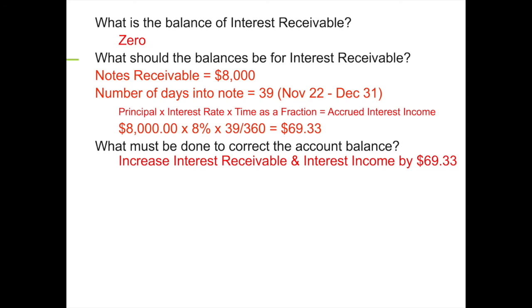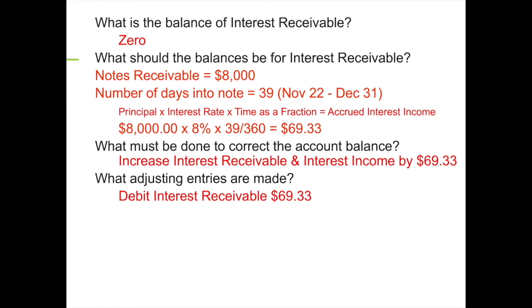What must be done to correct the account balance? We're going to increase interest receivable, and we're also going to increase interest income by $69.33. What adjusting entry is going to be made? We're going to debit our interest receivable. It's an asset, so we must debit it to make it go up. And we're going to credit our interest income. Income is revenue. It has a normal credit balance. Since we want to increase interest income, we have to credit it.